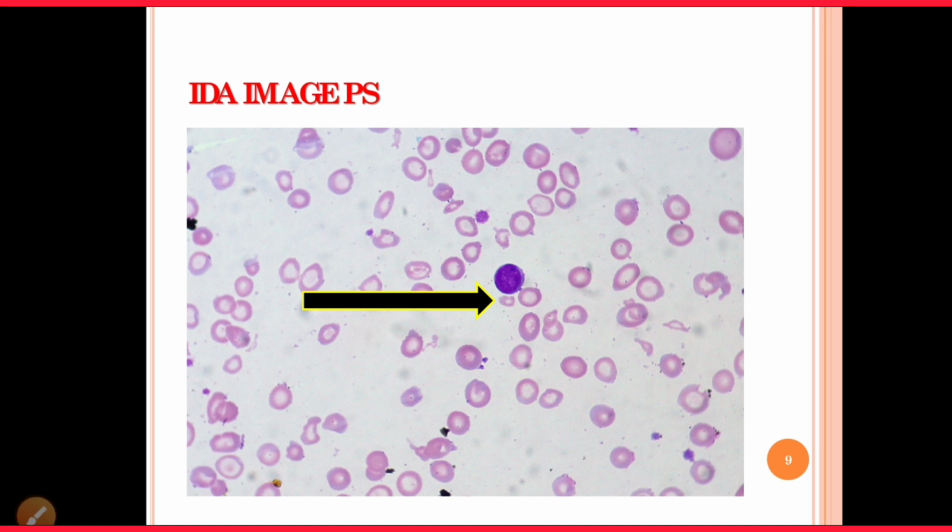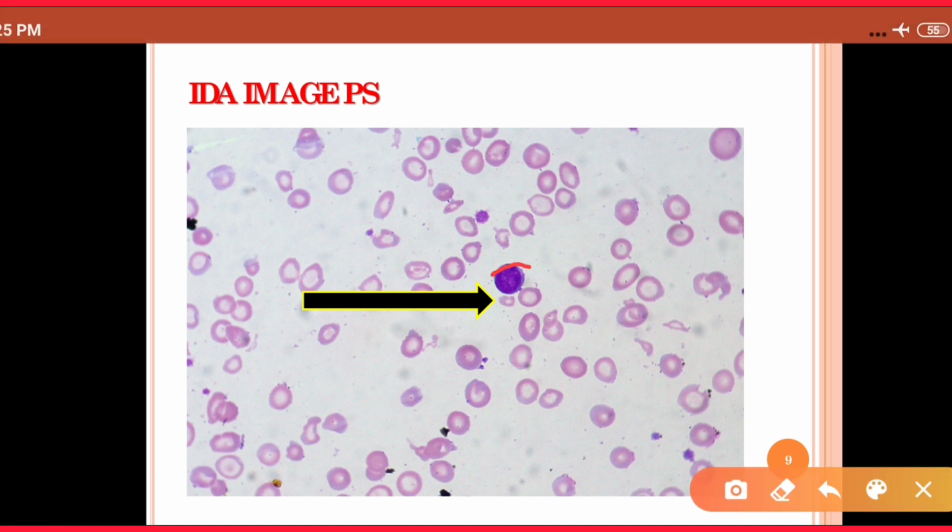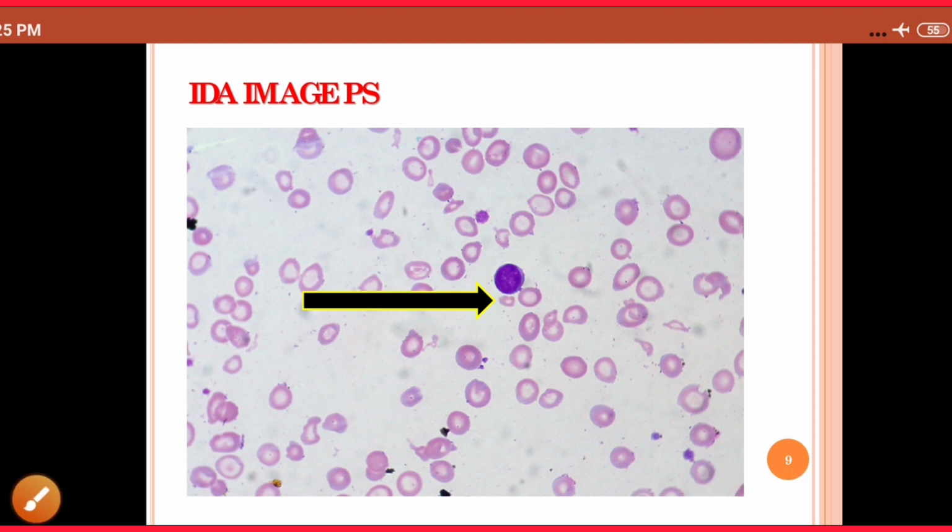Okay, this is again the diagram of IDA. You can easily see that this is your lymphocyte and this is your red blood cell. Just see, the red blood cells are very small in size compared to the lymphocyte. So this is the case of microcytic anemia.